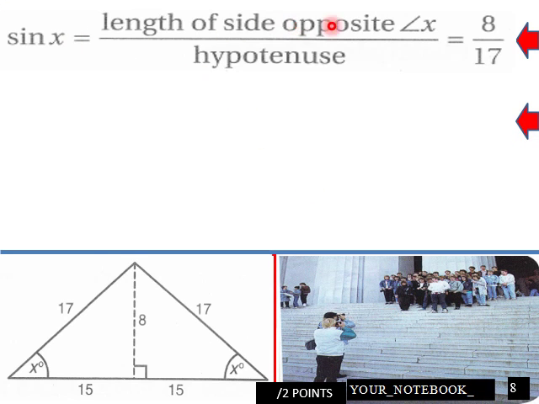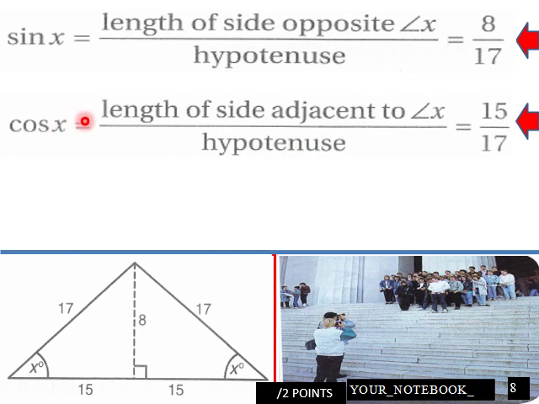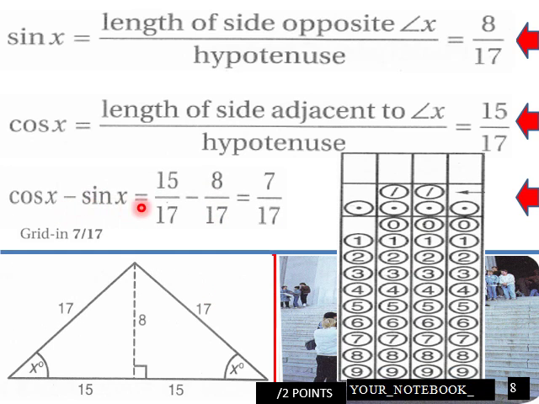So sine x equals the side opposite angle x over the hypotenuse, which is 8 over 17. Then cosine x is 15 over 17. So cosine x minus sine x would equal 7 over 17 here: 15 17ths minus 8 over 17.